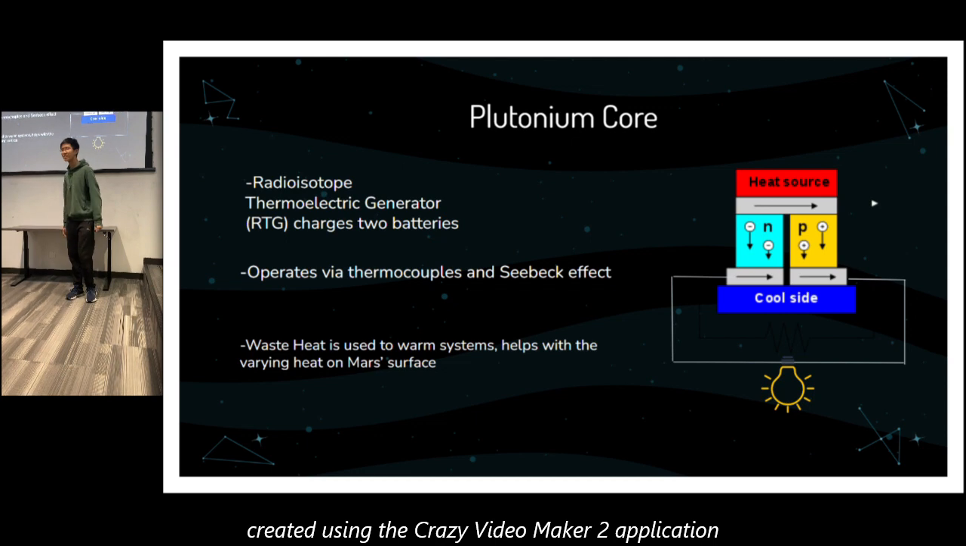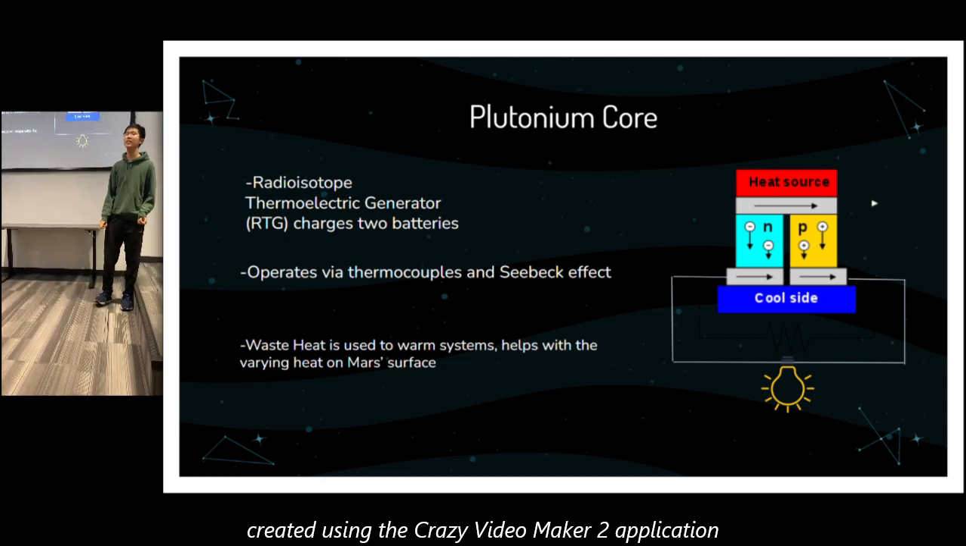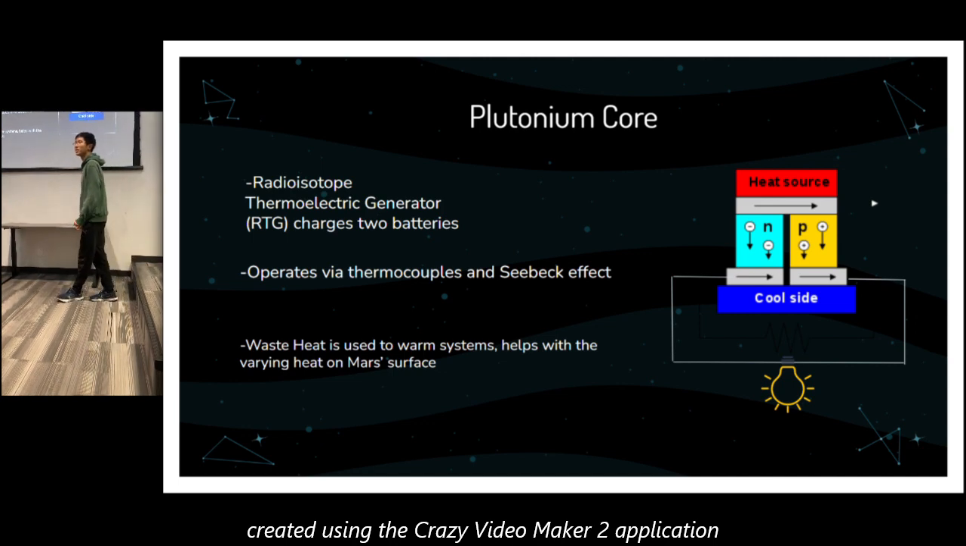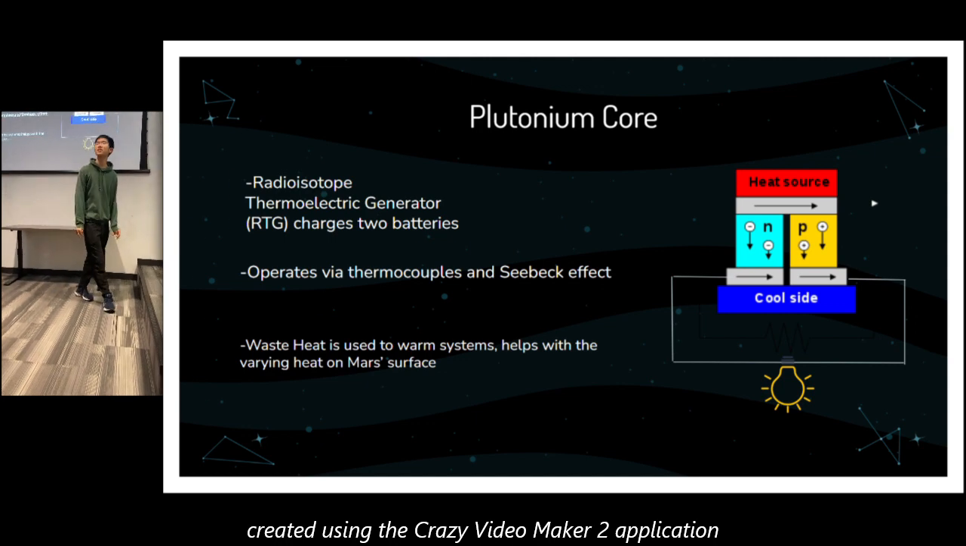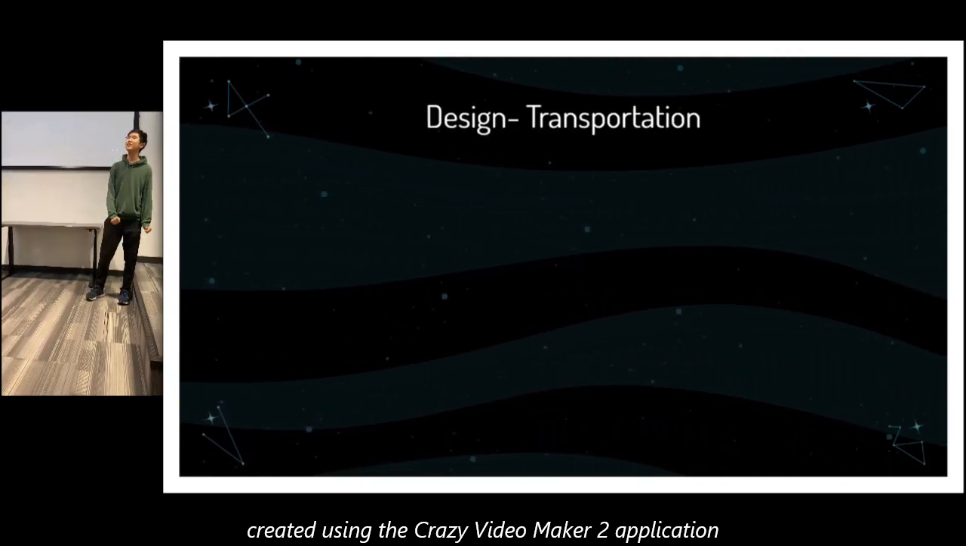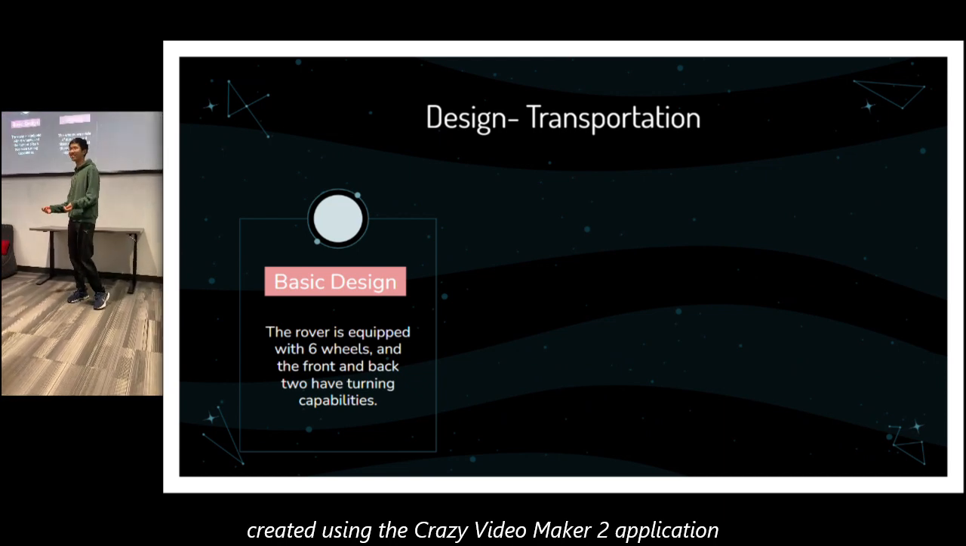Then the waste heat from this is used to warm systems, and that helps with the rover when it encounters incredibly cold or incredibly hot temperatures on Mars' surface. So next up is the transportation, because we all know that rovers have to get around.